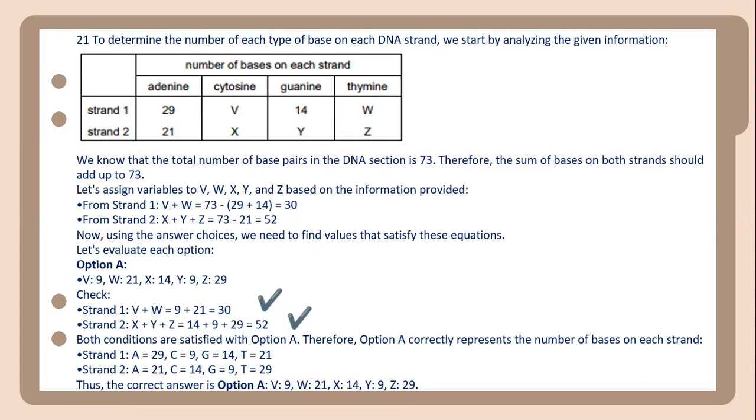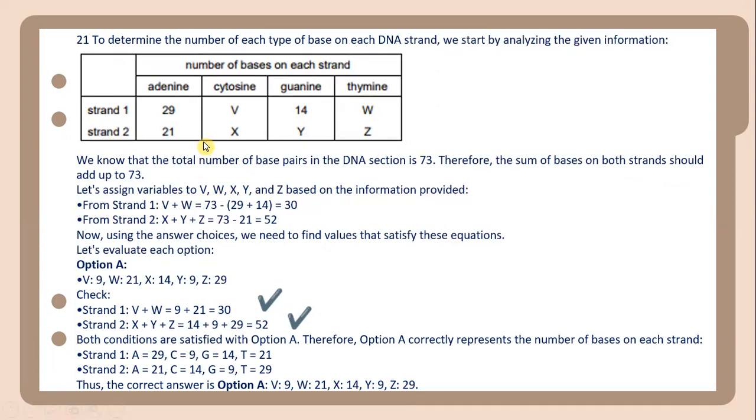information. So the information given here is strand 1: adenine takes the value of 29, cytosine is V, we do not know, guanine is 14, and thymine is W. For strand 2, we have adenine 21, cytosine X, guanine Y, and thymine Z. So we know that the total number of base pairs in the DNA section given in the question is 73. Therefore, the sum of bases on both strands should add up to 73.